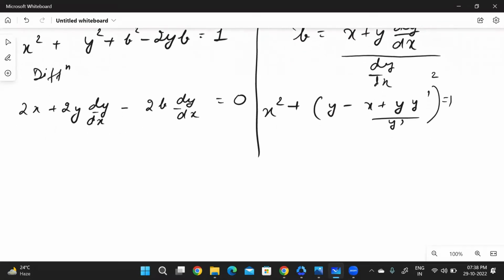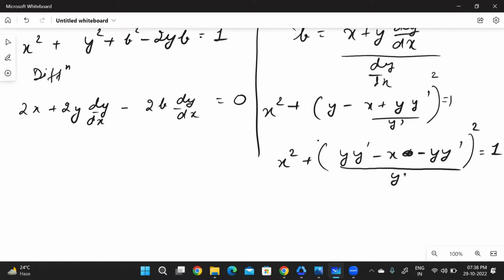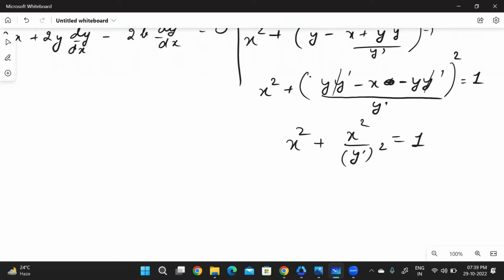So we get x square. Take the LCM, get y dash minus x plus, this will also change to minus y dash, whole divided by y dash square equals 1, right? Now this y dash cancels out, and when you square the minus x by y dash, you'll get x square by y dash square. This is now looking similar to what we solved earlier, equals 1. Then you multiply the equation by y dash square and take x square as common, so we get 1 plus y dash square equals y dash square. So x square times y dash square plus 1 equals y dash square.